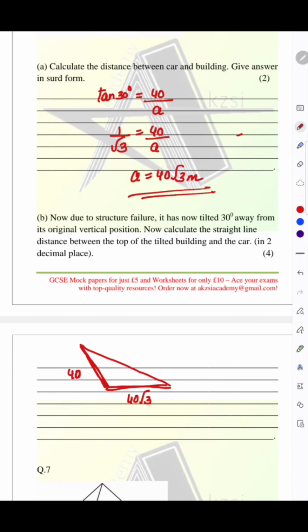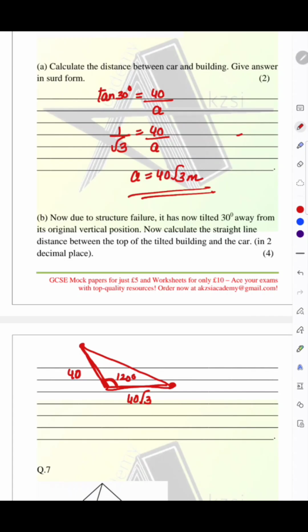And we have to calculate this distance. See, it says calculate the straight line distance between the top of the building and the car. So this distance we have to calculate. Also, previously it was 90 degrees and now it has tilted 30 degrees away from that position. That means this whole angle is 90 plus 30, that is 120 degrees.